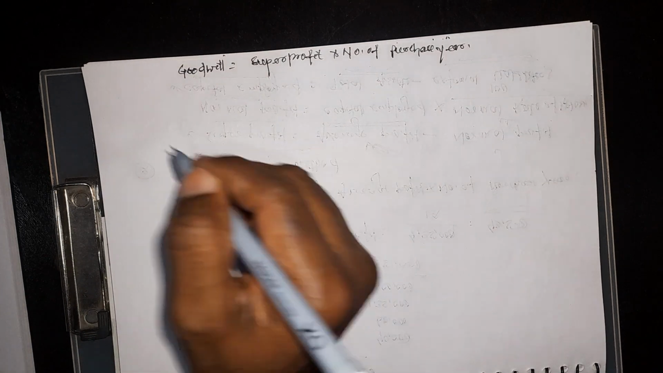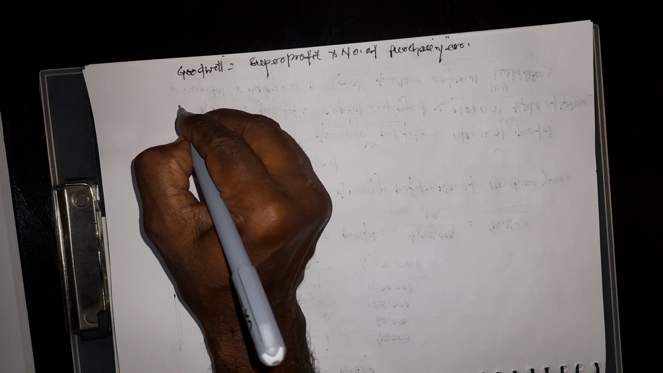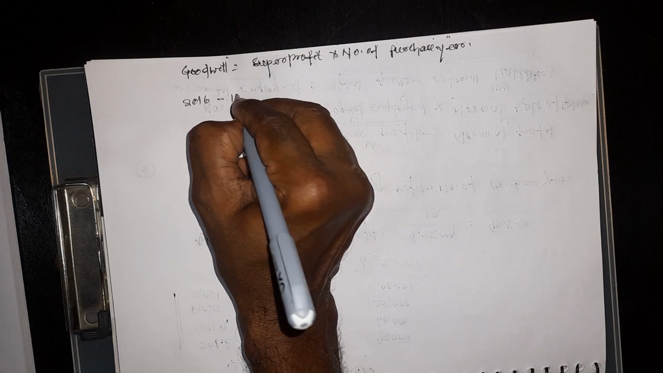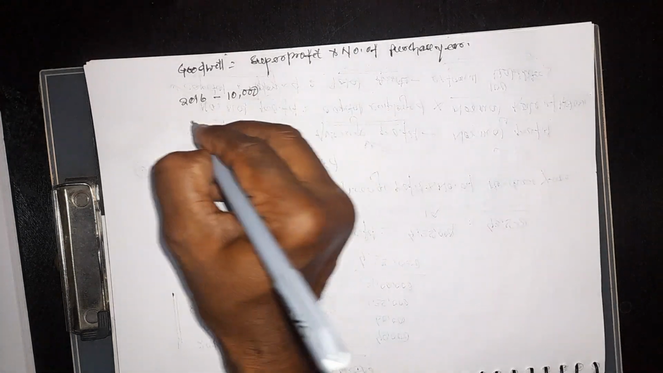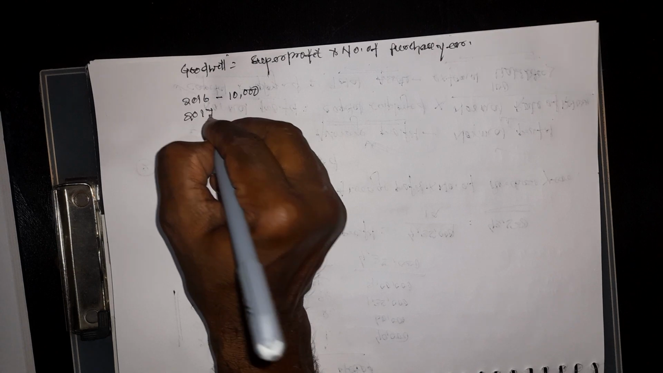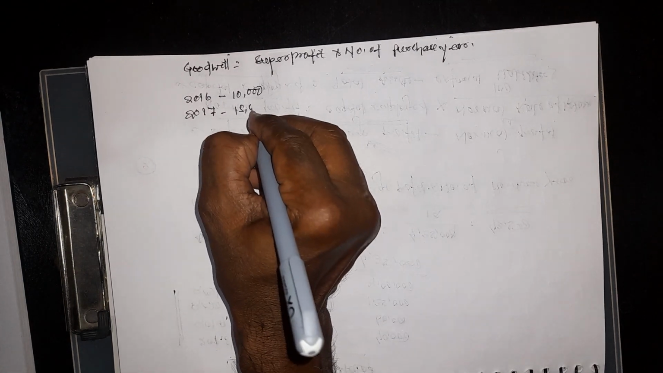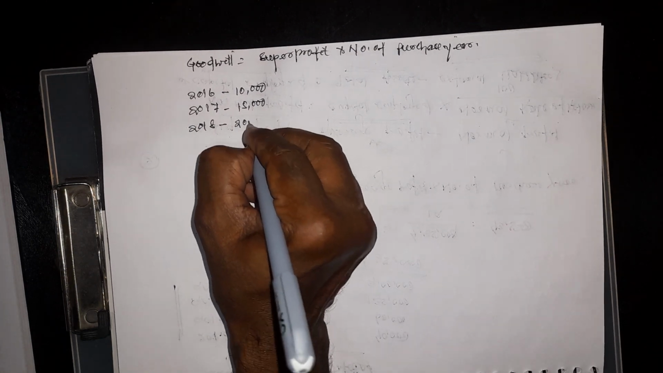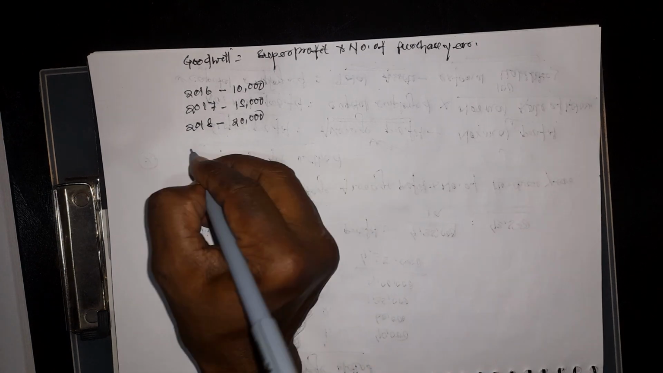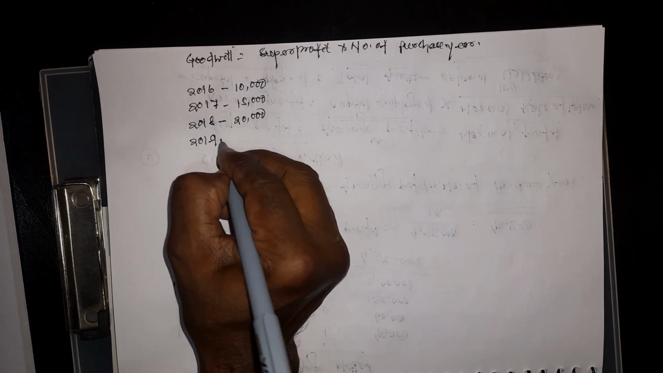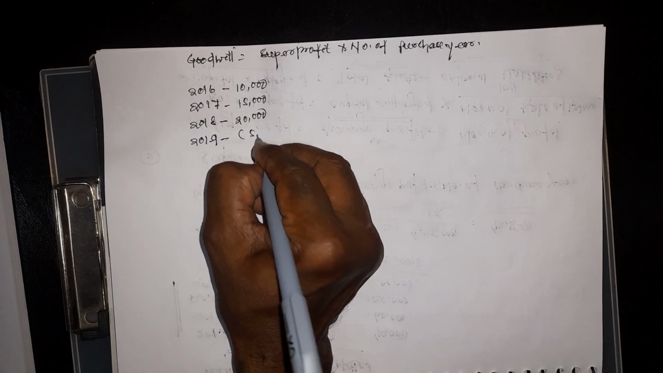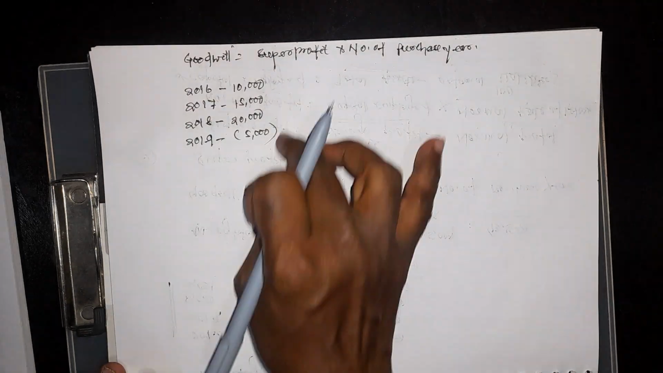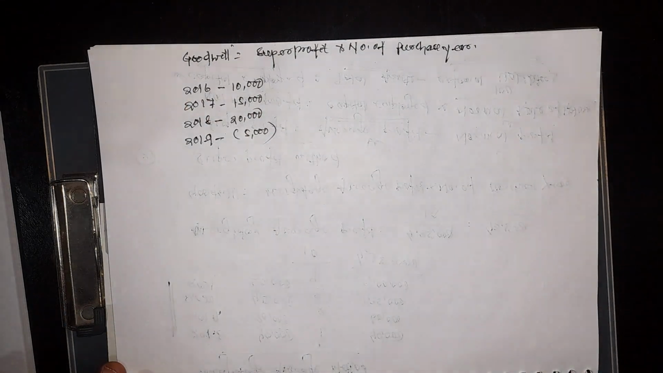Suppose the profit of the last 4 years is given. Suppose the 2016 profit is 10,000. The 2017 profit is 15,000. The 2018 profit is 20,000. Suppose in 2019 there is a loss of 5,000. Clear? So from this information, first I will calculate the average profit.